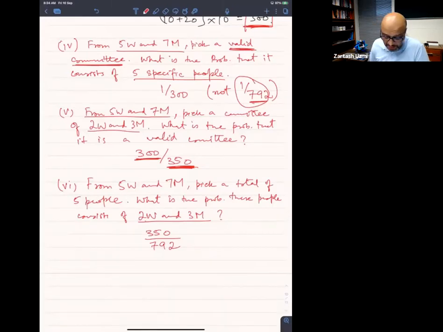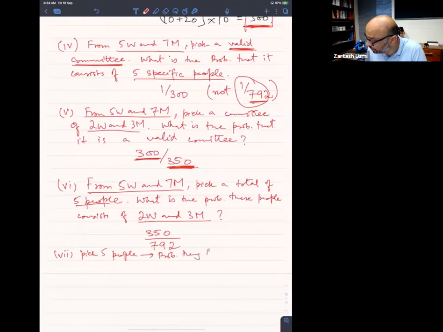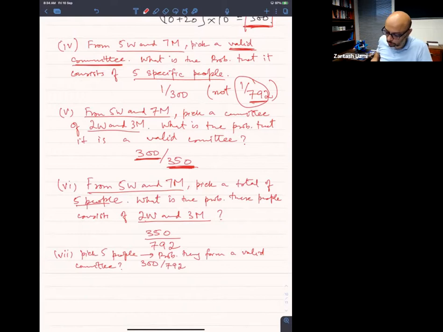Now, finally, if I ask you that from this original committee, pick a committee of 5 people, what is the probability that it is a valid committee? Answers in the chat window. Well, there are 300 ways of making a valid committee out of a total of 792 ways of picking 5 people, any 5 people out of the total group.